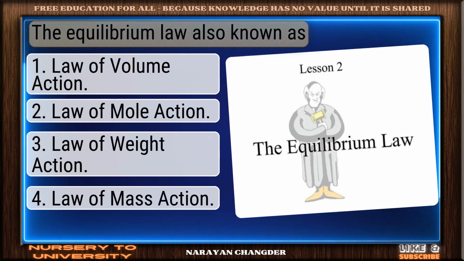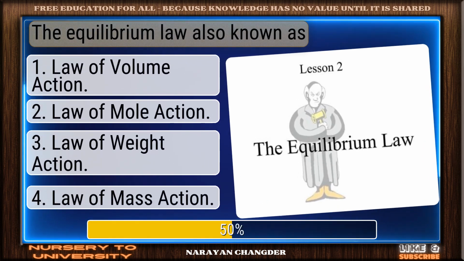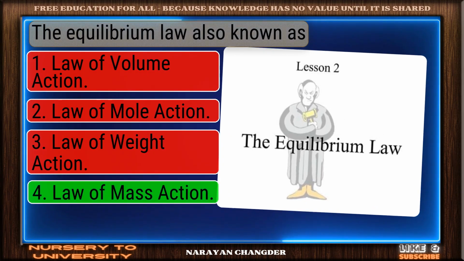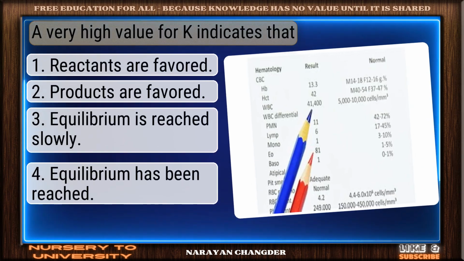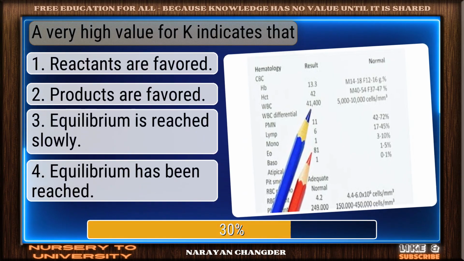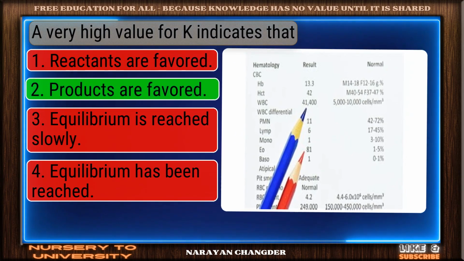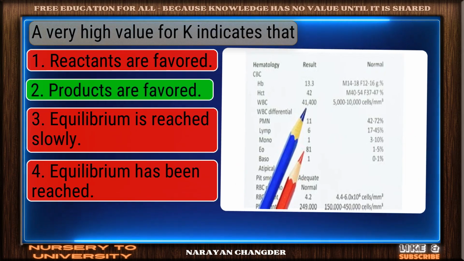The equilibrium law, also known as. Correct. Law of mass action is the right answer. A very high value for K indicates that. Smart move. Products are favored is an accurate answer.